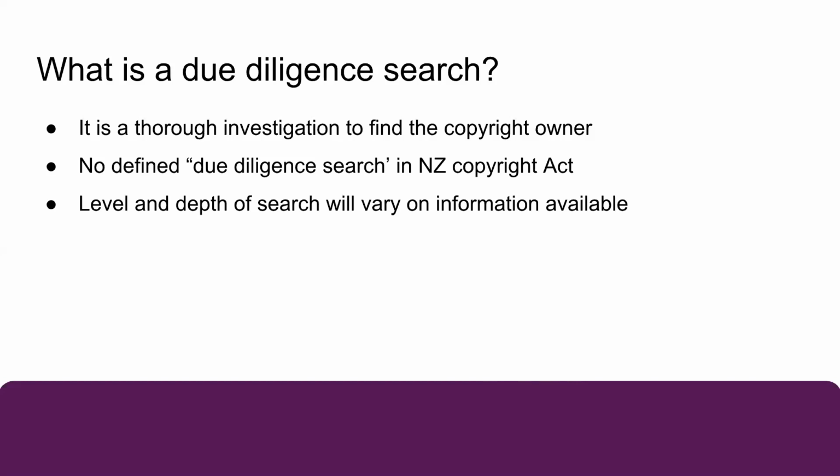So for libraries, most publications will have a known author, which will be a starting point for your search, but for museums and galleries or for other objects that you have in your collections, especially photographs, there may be no information about the maker on the object or even in the collection management record at all.